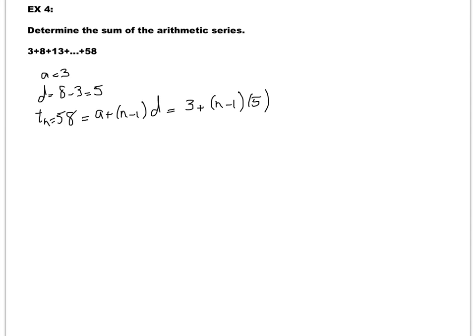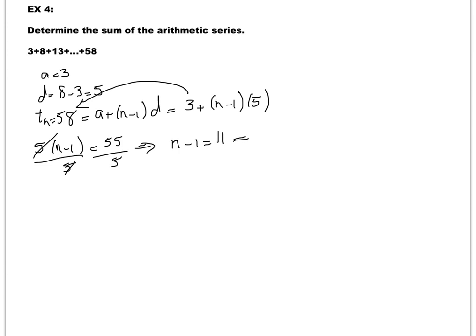Now we are going to solve this one. I'm going to move 3 to the left. I get n minus 1 times 5 is equal to 58 minus 3, which is 55. Divide by 5. I get n minus 1 is 55 divided by 5, which is 11. So from here, n is 12. This means that this has 12 terms here.